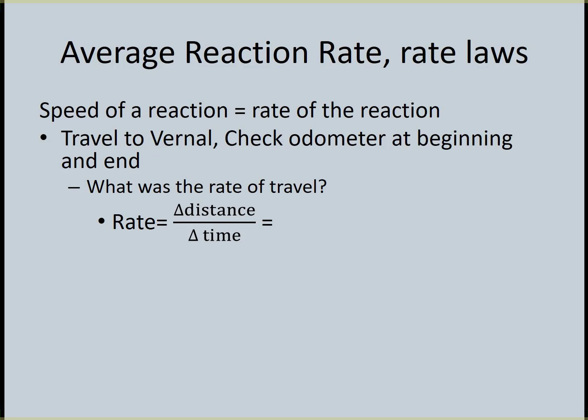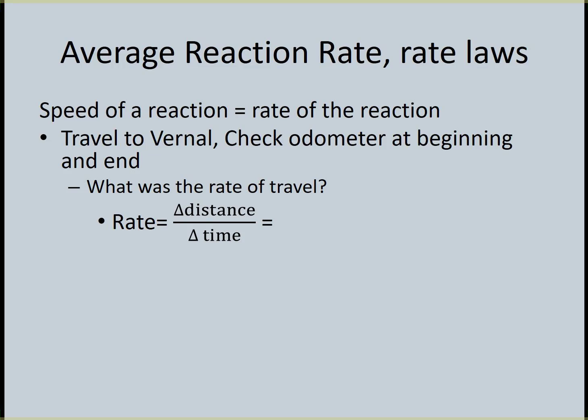Let's quantify reaction rates. To do this, we need to look at what is called a rate law. The speed of the reaction is the rate of reaction. Let's start off with an analogy. Let's say that we need to travel to Vernal from Salt Lake City. We're going to check the odometer at the beginning and at the end, and then we can calculate what the rate of travel is.